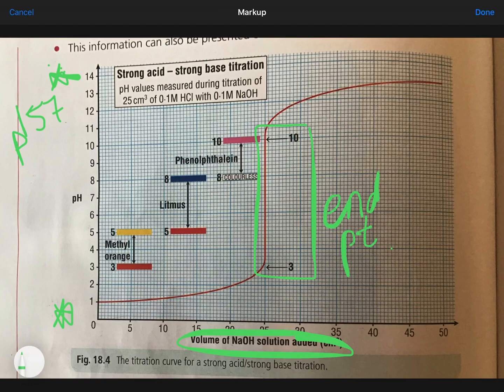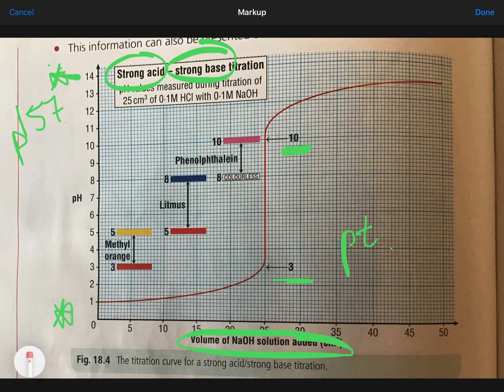Now you're going to have to remember, for a strong acid and a strong base, you are going to see that sudden jump in pH between 3 and 10. Okay? Now, the question in question 1 will be, what indicator would be suitable, and justify your choice of indicator. Well, any indicator whose range lies within that sudden jump will be suitable.